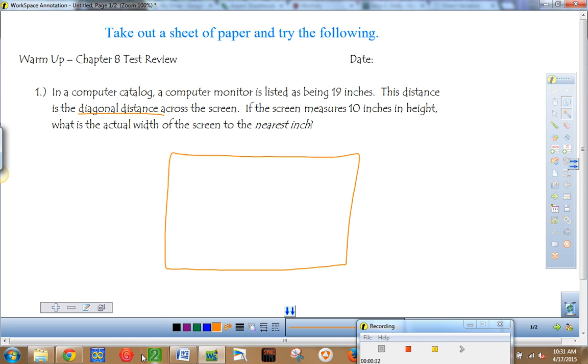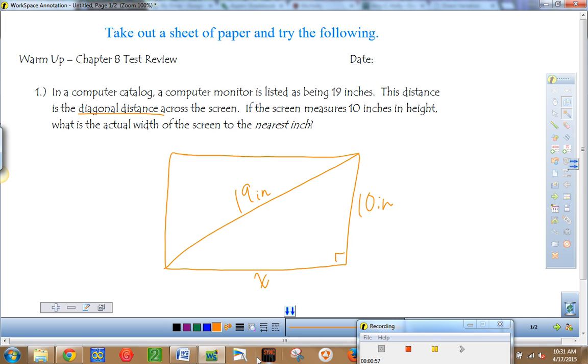Okay. So where does the 19 inches go? It's going to be the hypotenuse. It's going to be corner to corner here. And that is how, for future reference, they measure TVs. When they tell you that a TV is 42 inches, that actually means from corner to corner. Just so you know. 10 inches is the height, and they want to know the width.